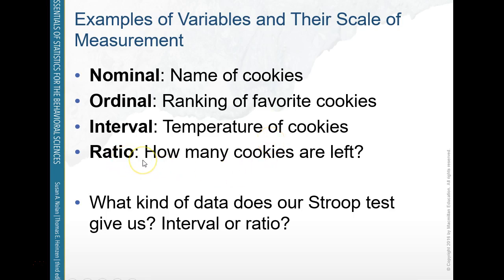And ratio: how many cookies are left? Maybe I put you in a room with lots and lots of cookies and say, eat as many as you can in 5 minutes. And then we count up how many are left. Well, that's a ratio number, because if there are 5 left, there are 5 left. If there are 6 left, there are 6 left. And if there is 0 left, right, 0 means 0. That's the absence of cookies.